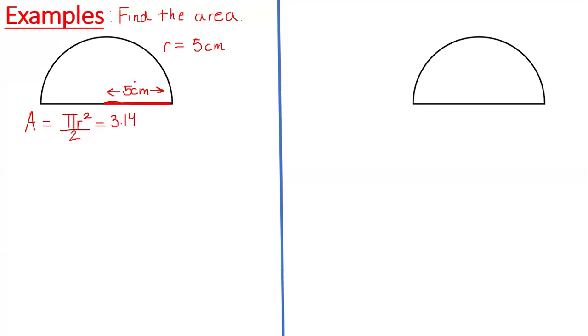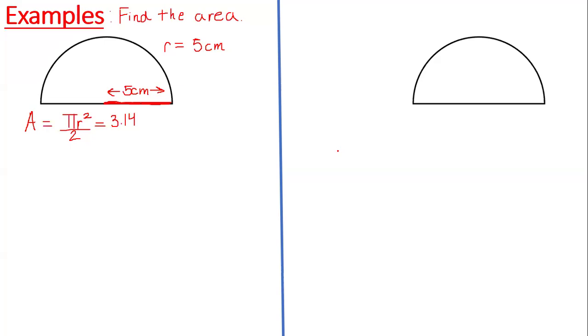Now, in this case, do we have the half? Do we have to half it? No, sir. Why not? Because the radius was already given. That's the radius already. So you don't have to half it because it's already halved.